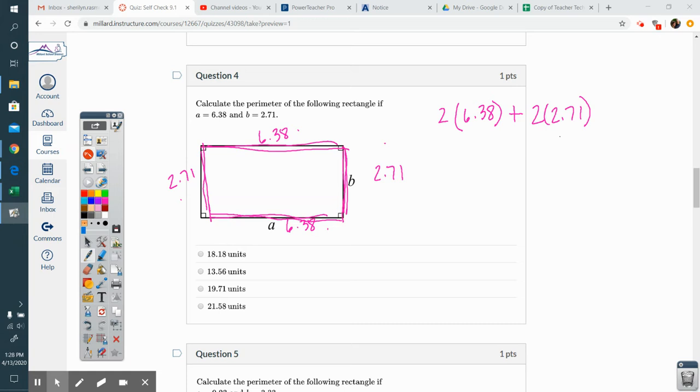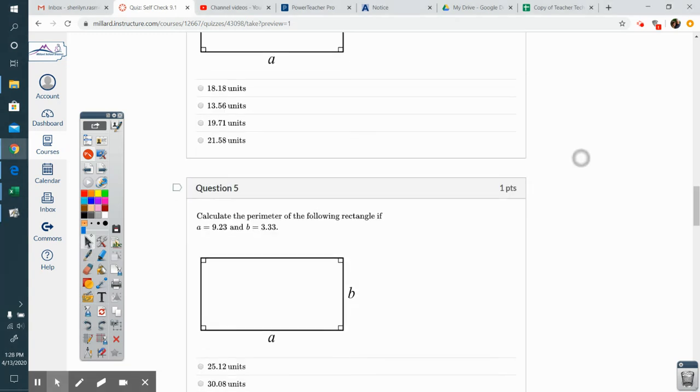And let me just write this out so it's easier. So this is 12.76. This one is 5.42. You add those together to get 18.18 units, whatever it is, if it's feet, centimeters, yards, whatever. That's why it just says units, because it didn't tell you the unit of measure. So 18.18. Okay, moving on to the next one.